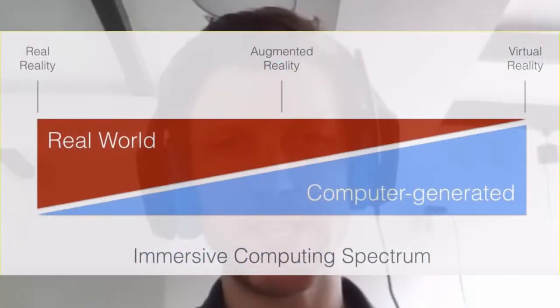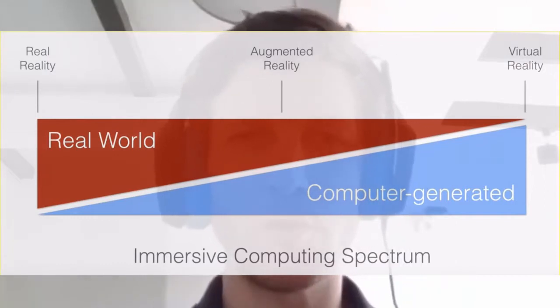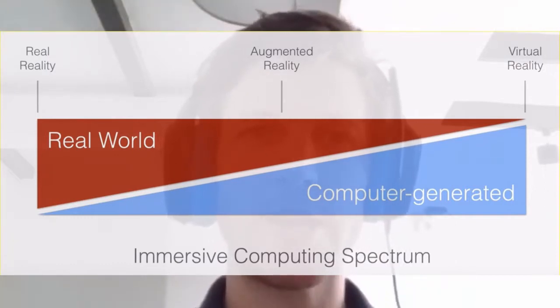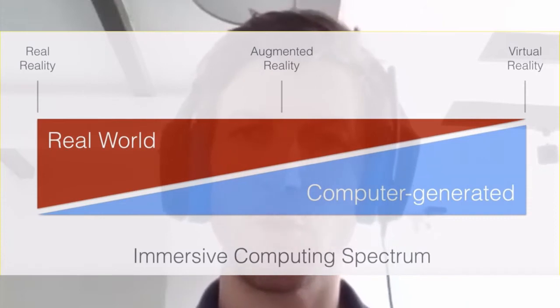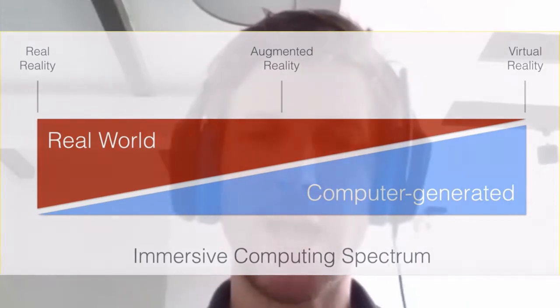And here we can see that as we move towards virtual reality, we get a greater input from the computer-generated environment, and the real world slowly moves behind. So this is an example of the immersive computing world as a spectrum.